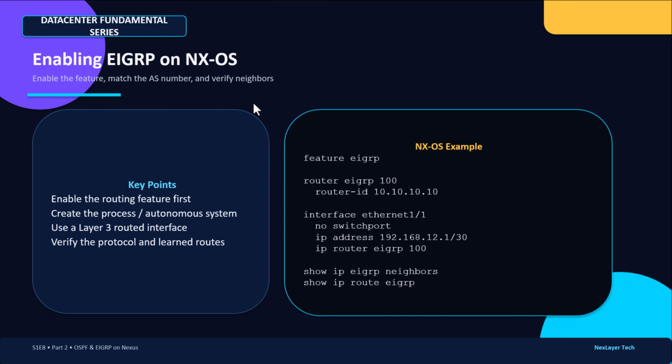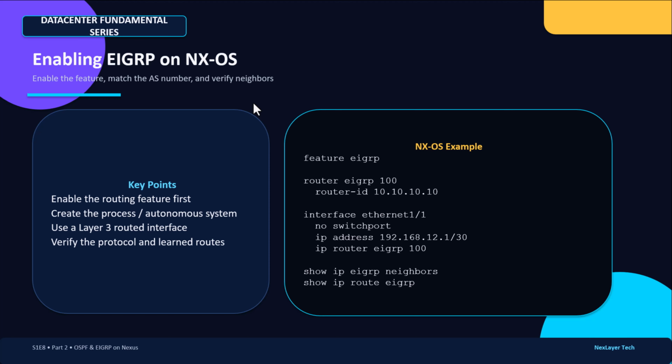Like OSPF, EIGRP must first be enabled as an NX-OS feature. We begin with feature eigrp. Then we create the EIGRP routing process. For example, router eigrp 100. In this example, 100 is the EIGRP autonomous system number. Unlike the OSPF process ID, the EIGRP autonomous system number normally needs to match between neighboring devices. We can also configure a router ID.